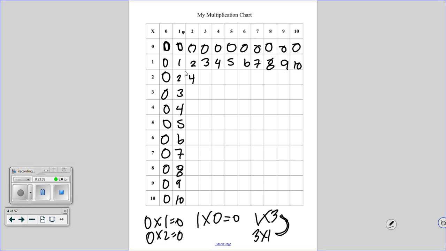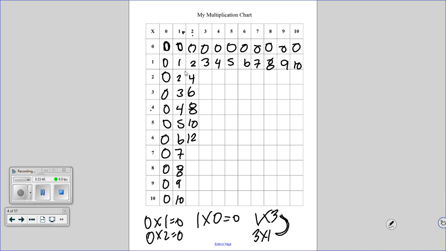2 times 3 is what? Ava? 6. 2 times 4 is what, Ryan? 8. 2 times 5 is what, Sabrina? 10. 2 times 6 is what, Madeline? 2 times 6. 12.